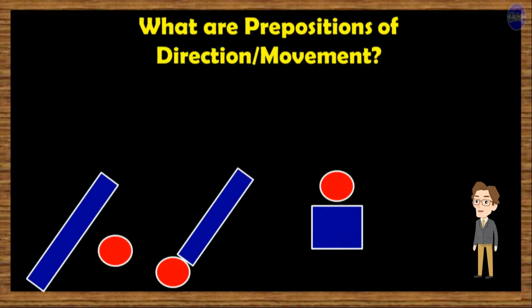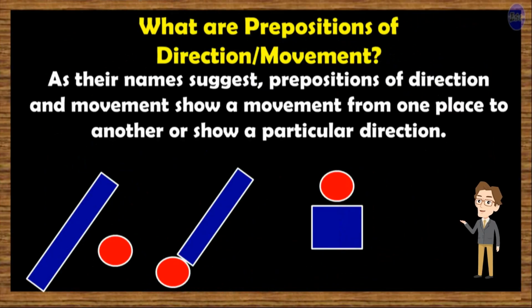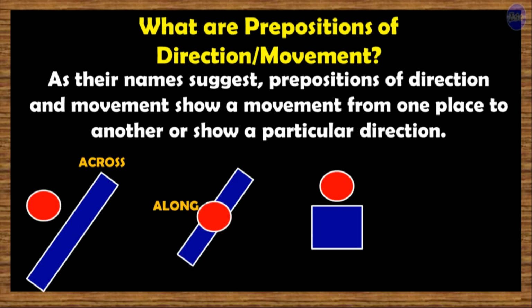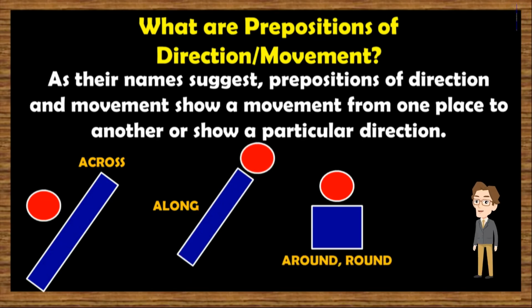What are prepositions of direction or movement? As their names suggest, prepositions of direction and movement show a movement from one place to another, or show a particular direction. For example: across, along, around, or round. Let's discuss them in specific.